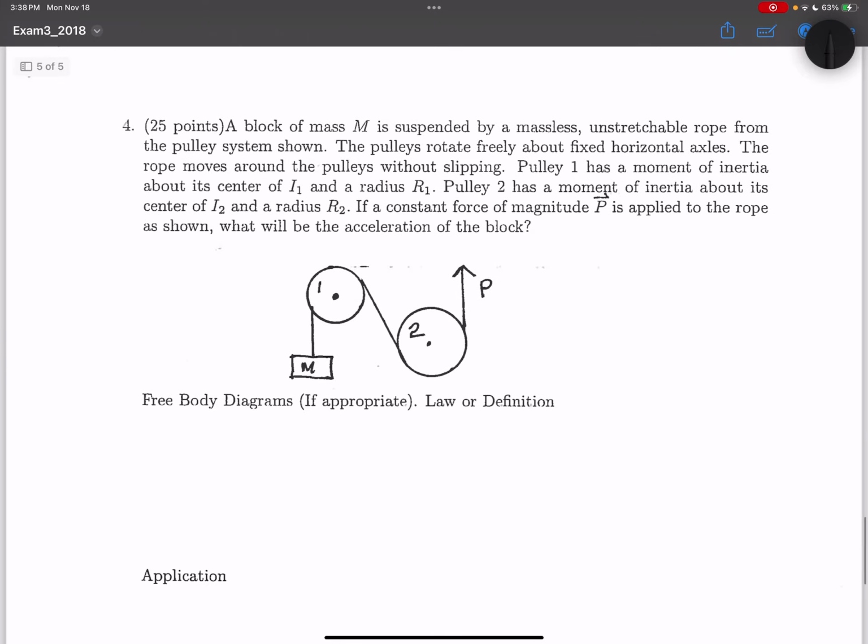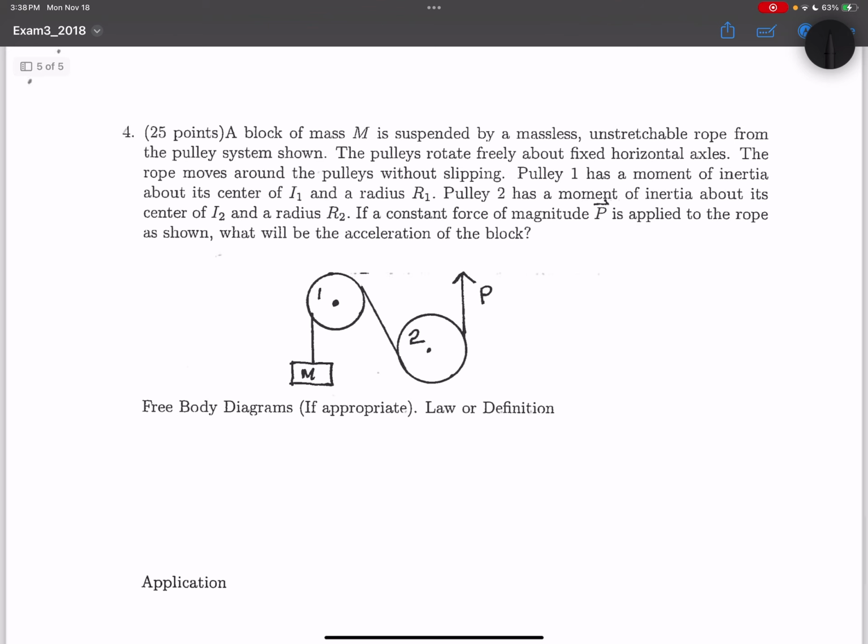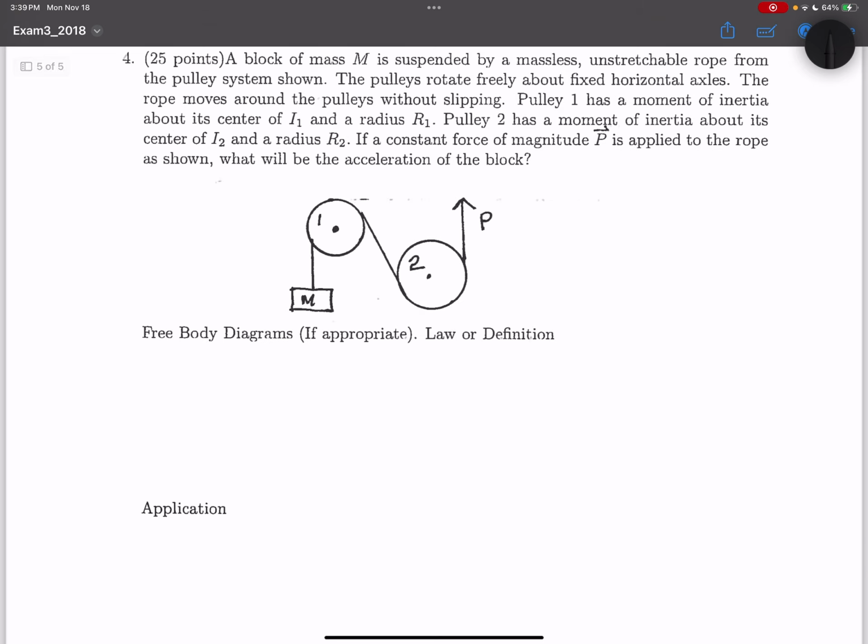Question 4. A block of mass M is suspended by a massless, unstretchable rope from the pulley system shown. The pulleys rotate freely about the fixed horizontal axles. The rope moves around the pulleys without slipping. Pulley 1 has a moment of inertia about its center of I1 and a radius of R1. Pulley 2 has a moment of inertia about the center of I2 and a radius of R2. If a constant force of magnitude P is applied to the rope as shown, what will be the acceleration of the block? Yeah, this is a pretty good question.